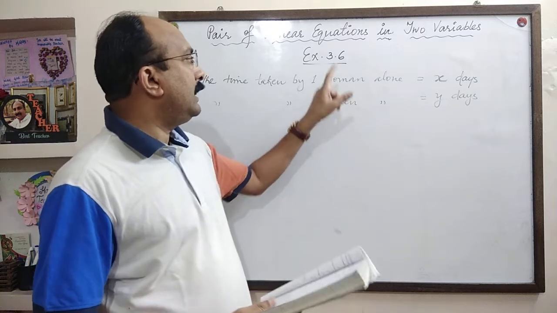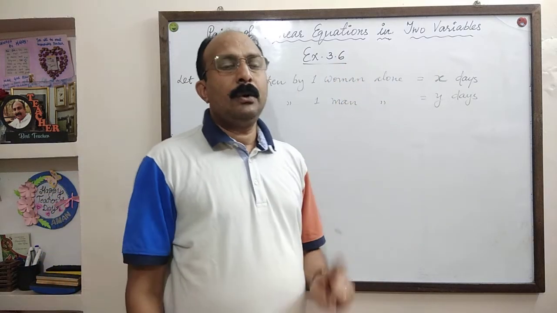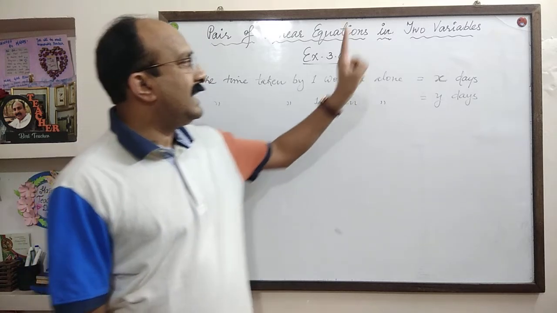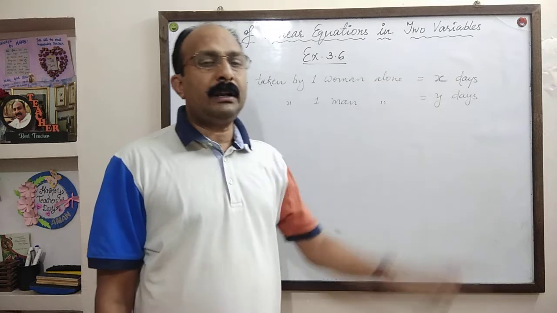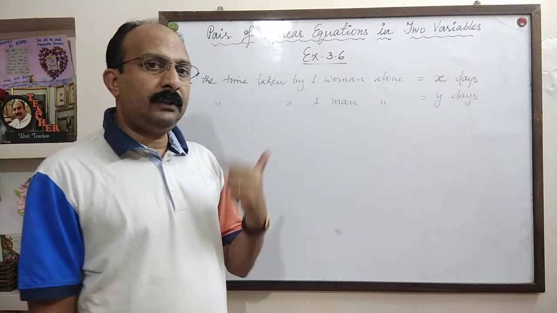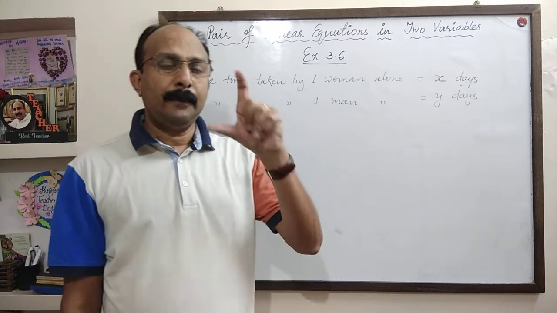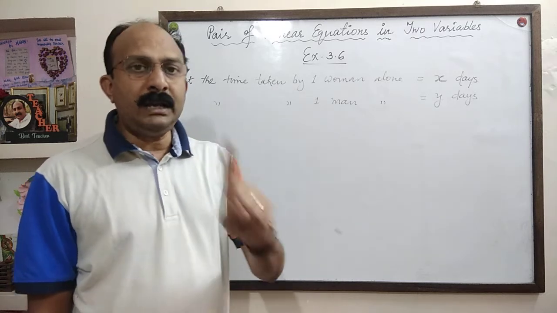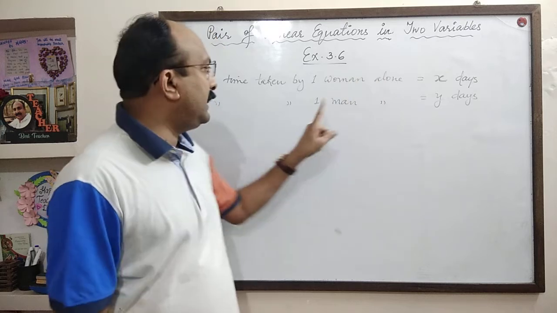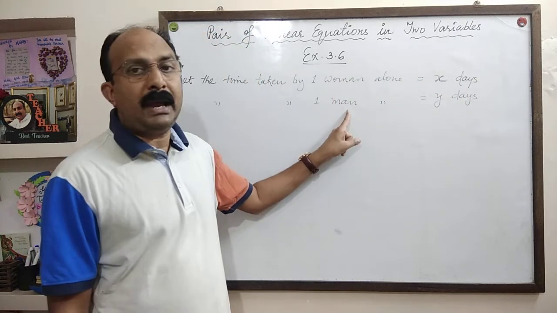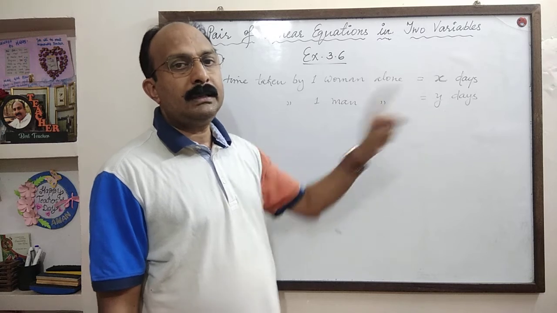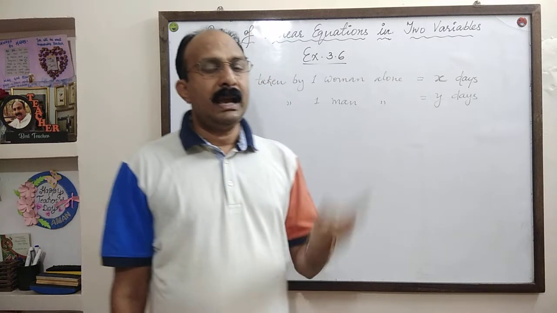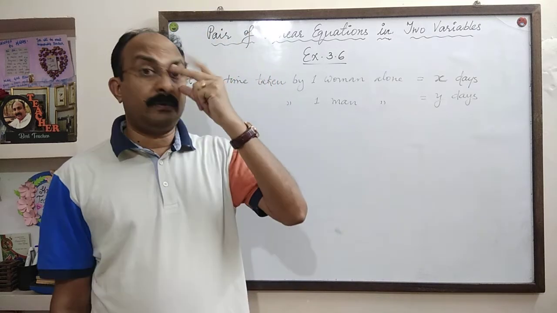If the time taken by one woman alone is x days, what is the work done by one woman in one day? One woman takes x days to finish the work. To finish the work means 1. So if the work is finished in x days, what is the part of work done in one day? 1 upon x. So 1 day's work of a woman is equal to 1 upon x. Similarly, what is 1 day's work of a man? 1 upon y. This is the most important part of this question. 1 day's work of a woman is equal to 1 upon x and 1 day's work of a man is equal to 1 upon y.